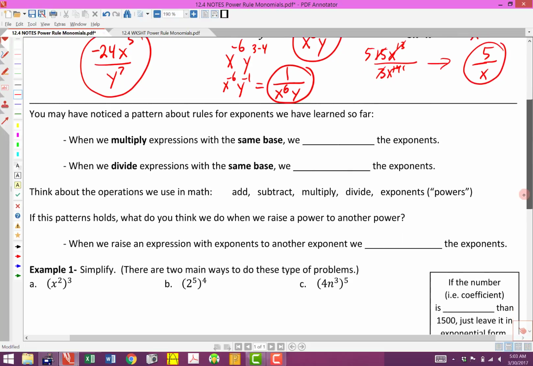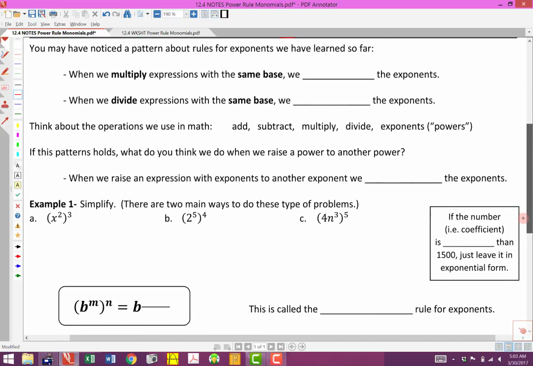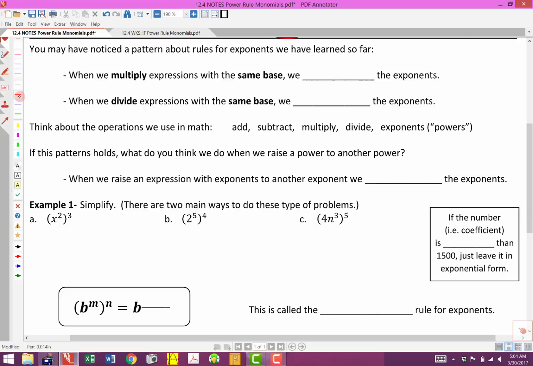So let's take a look and remind ourselves of some of the things that we've been learning as we've been working with exponents. When we multiply expressions with the same base, we add the exponents. When we divide expressions with the same base, it's got to be the same base, then we subtract the exponents.